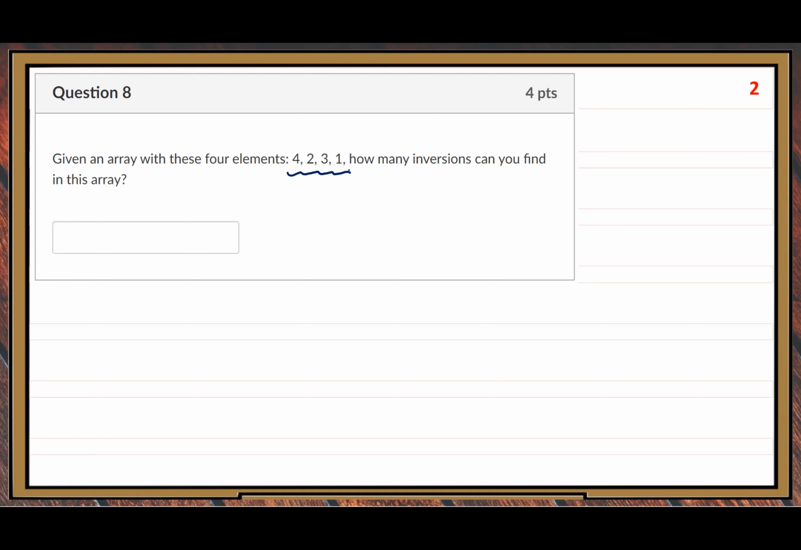But most of you may have the problem that you cannot find all the inversions. You can find some of the inversions. The question is how to exhaust all the inversions. That's the main question. How to exhaust all the inversions.